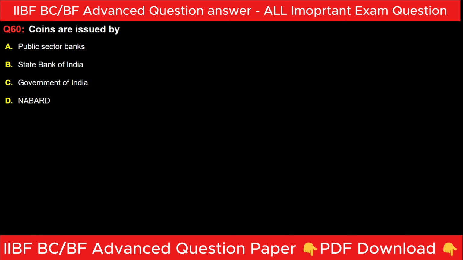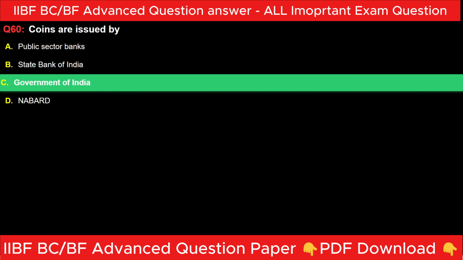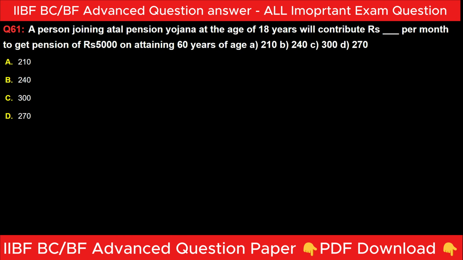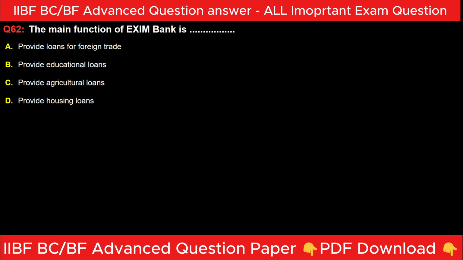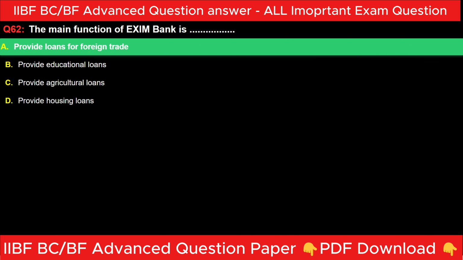Coins are issued by Government of India. A person joining Atal Pension Yojana at the age of 18 years will contribute rupees per month to get pension of 5,000 rupees on attaining 60 years of age: A. 210, B. 240, C. 300, D. 270. 210. The main function of Exim Bank is to provide loans for foreign trade.